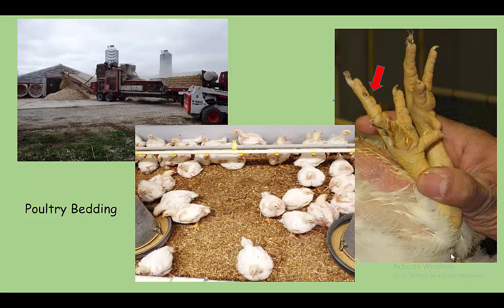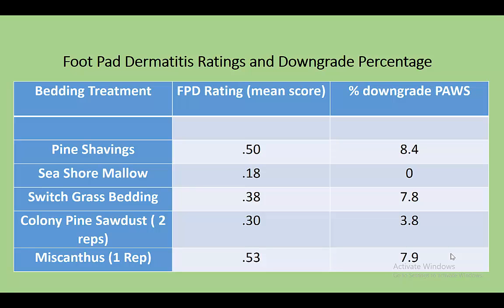So we did this experiment, and there's Bill's paw looking at the chicken paw. He has gotten the data here, comparing pine shavings, seashore mallow, switchgrass, and a couple of other miscanthus and so on in terms of the problem of dermatitis. It turns out that on the second use of that litter for the second flock, we had no degraded paws, and the pine shavings, which were the standard, had about 8%.